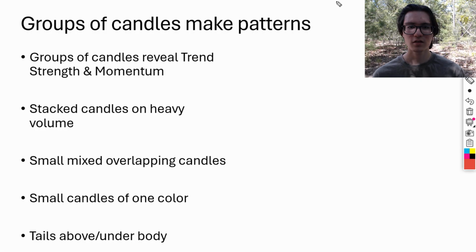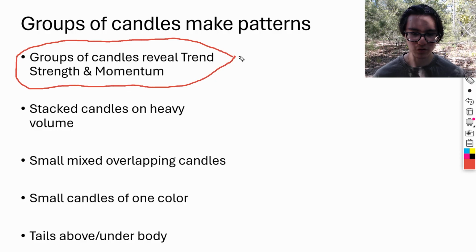Now that you understand individual candles, let's talk about how groups of candles make patterns and why that's important. When you group candles together, their pattern reveals the strength and momentum of a trend. And there are a few patterns that you should know. For the first pattern, we have stacked candles on heavy volume.